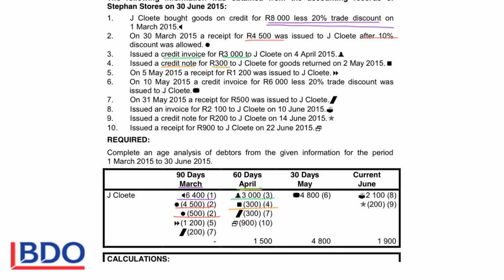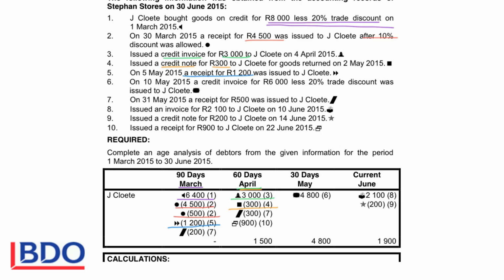On the 5th of May, a receipt for 1,200 was issued to Kluter. So we received 1,200 from him. We will take it from the oldest debt, and we will show that that debt for March will reduce with 1,200 Rand.